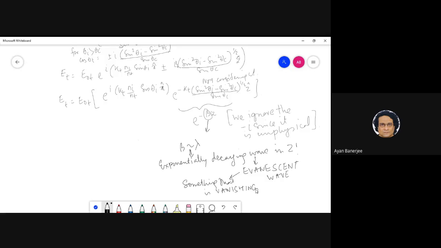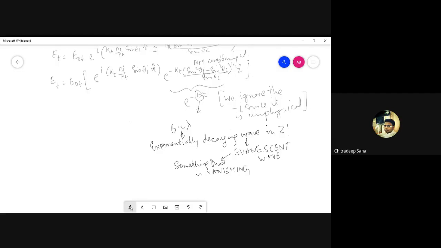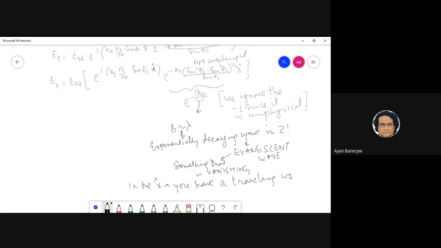Why am I saying that it's vanishingly small? Because beta is of the order of lambda, so it's decaying so fast. It can penetrate only up to some certain wavelengths into that. Correct. In the x, you have a traveling wave.